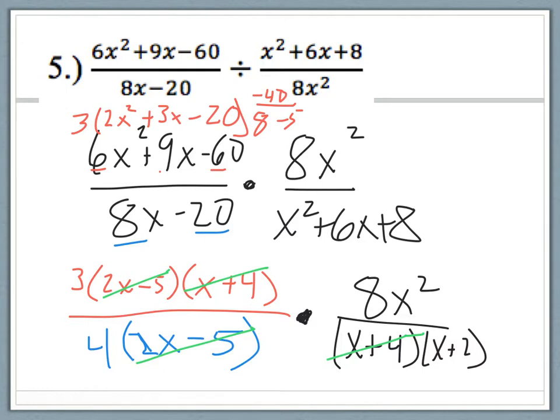Now, I also notice that 8 and 4 have a common factor. 4 goes into both of those. So that's going to be 2, and 4 goes into 4 one time. Okay, now I don't see anything else that matches.